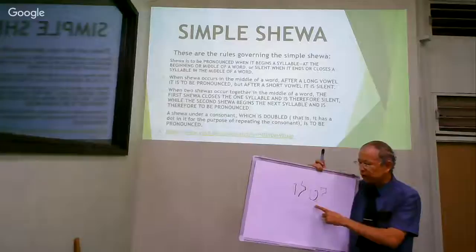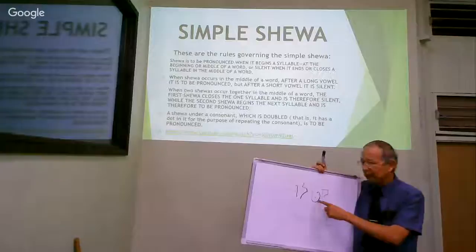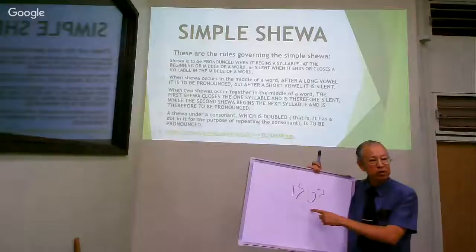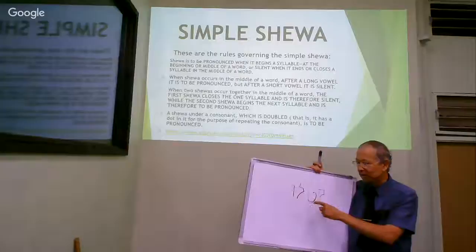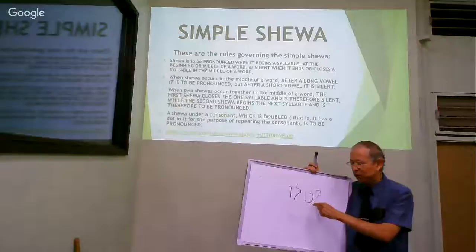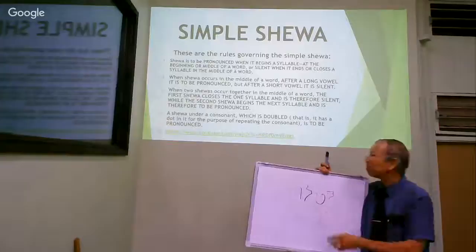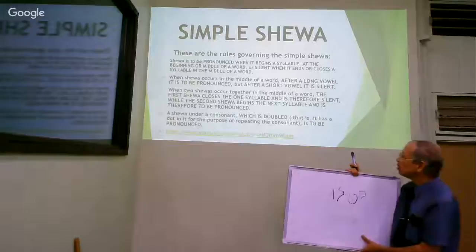The first simple Shewa under the first teth ends the syllable. It's a closed syllable, and it is to be silent. But the second teth with the simple Shewa is beginning another syllable and is to be pronounced. So you don't say kitlu, because there are two teths when you see this dot. With a simple Shewa under the first teth and a simple Shewa under the second teth. So you don't pronounce the first simple Shewa, but you pronounce the second simple Shewa. So that is what this rule is saying. A Shewa under a consonant which is double, that is, it has a dot in it for the purpose of repeating the consonant, is to be pronounced.